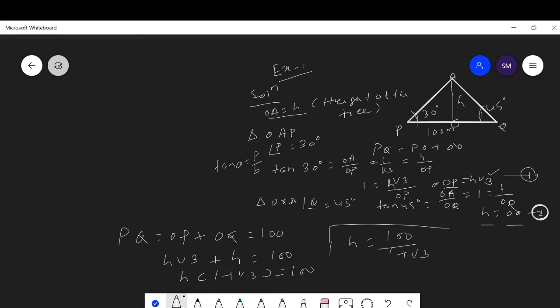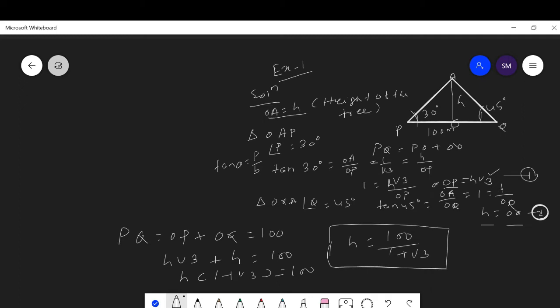Here we have taken that the height of the tree is H. Hence we get that the height of the tree H is equal to 100 upon 1 plus root 3. We get the answer. This is the answer.